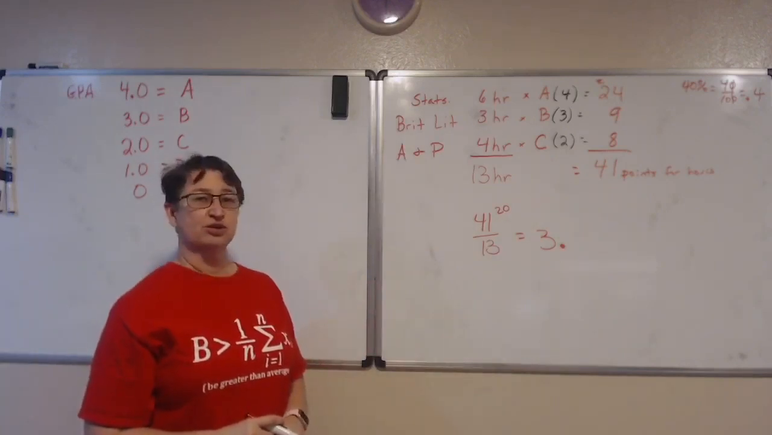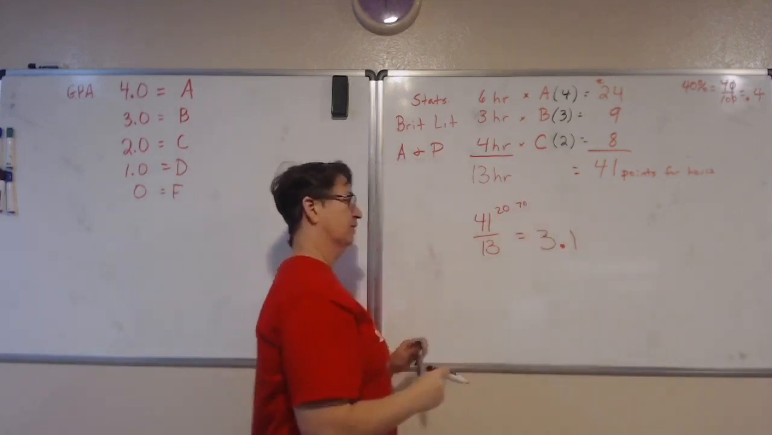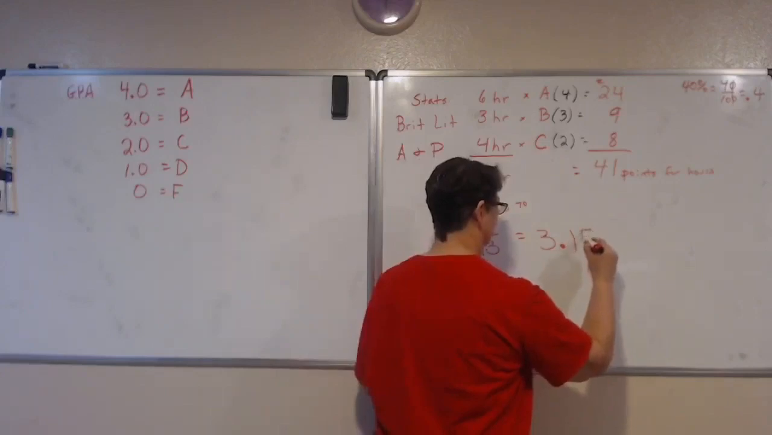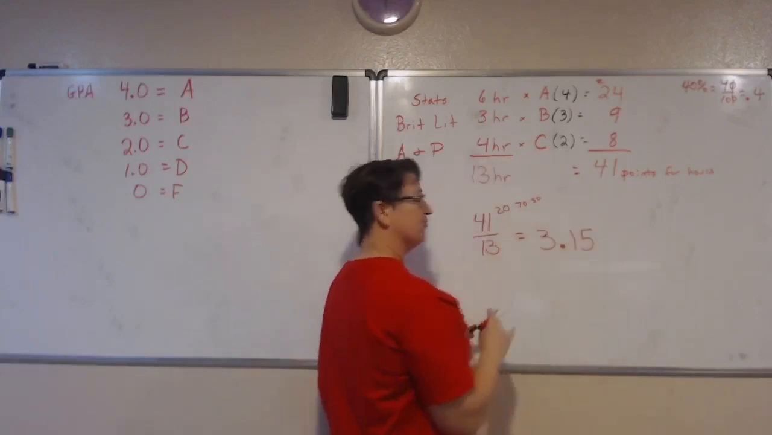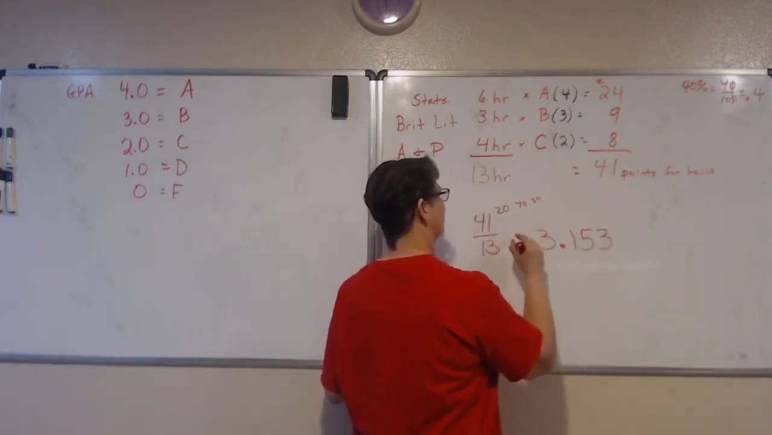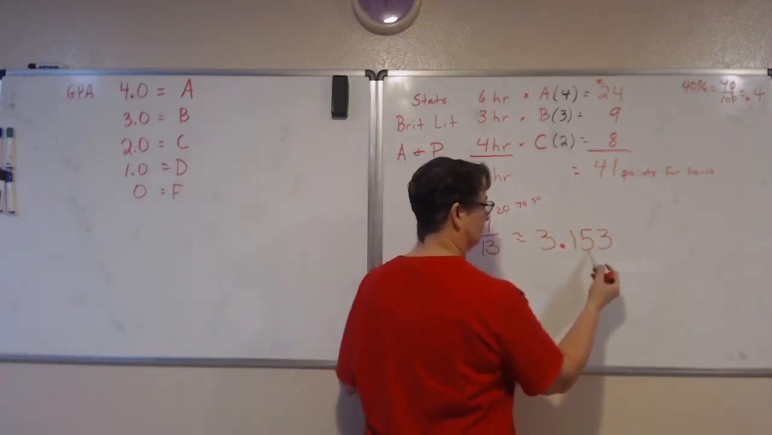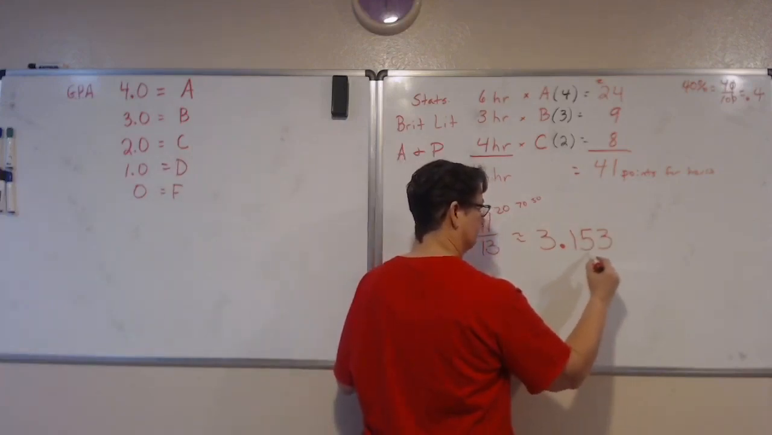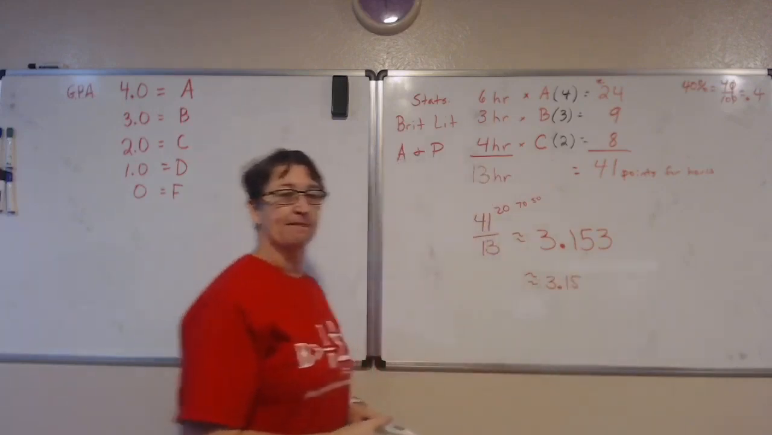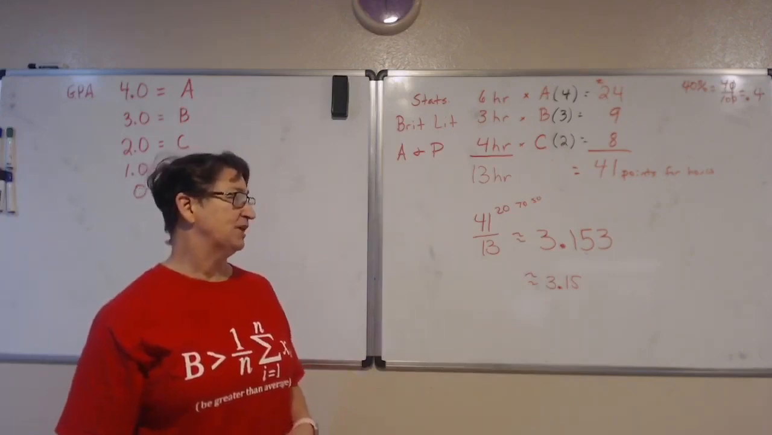And then 13 is going to go into 20 one time with 7 left over. And now 13 is going to go in there 5 times-ish with 5 left over. So maybe we've gone out far enough. So 3.153. This is approximately 3.153. And we usually do GPAs out to 2 decimal places. So this is a 3.15, or about 3.2, you know, somewhere right in there. 3.15 is my GPA for the semester.